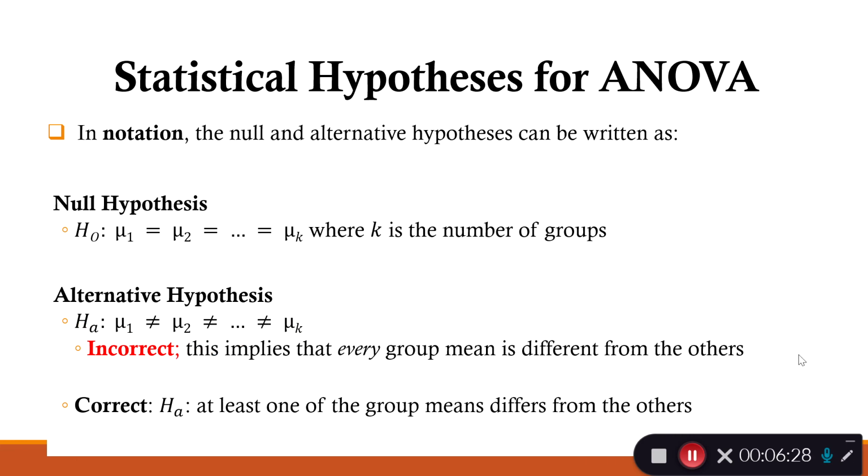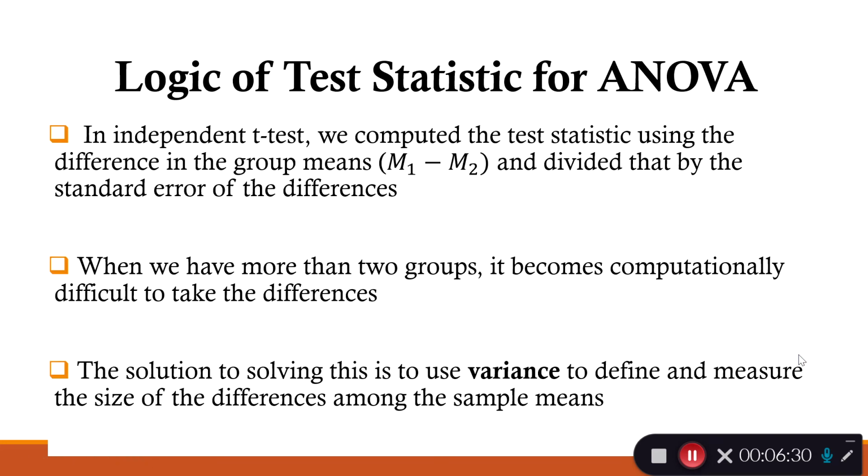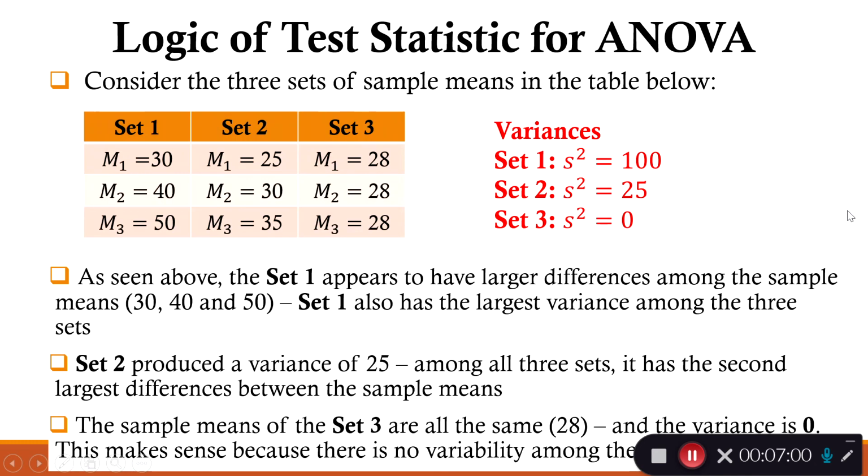Okay. So for the independent t-test, we computed the test statistic using the difference between the group means, and we divided that by the standard error of the differences. When we have more than two groups, it becomes computationally difficult to take the differences. So the solution here is to use a variance to define and measure the size of the differences among the sample means. So we'll be using variance. You'll see examples of how to do that.